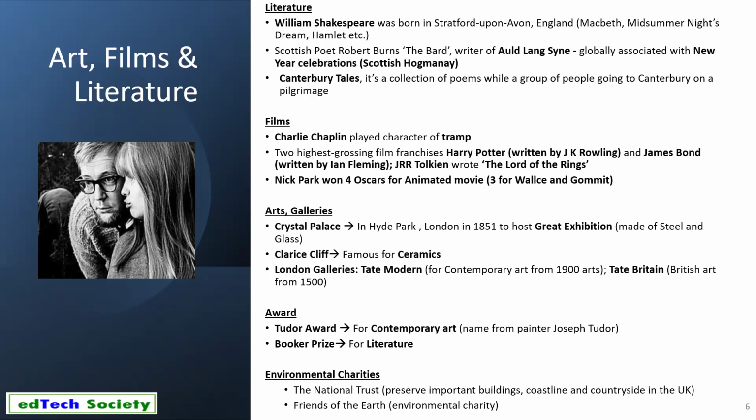Films. Charlie Chaplin played the character of the Tramp in all those silent movies. The 2 highest grossing film franchises in the UK are Harry Potter, which is written by J.K. Rowling, and James Bond, written by Ian Fleming. So these are the 2 highest grossing film franchises. Apart from that, what appears in the exam is The Lord of the Rings. J.R.R. Tolkien wrote The Lord of the Rings.